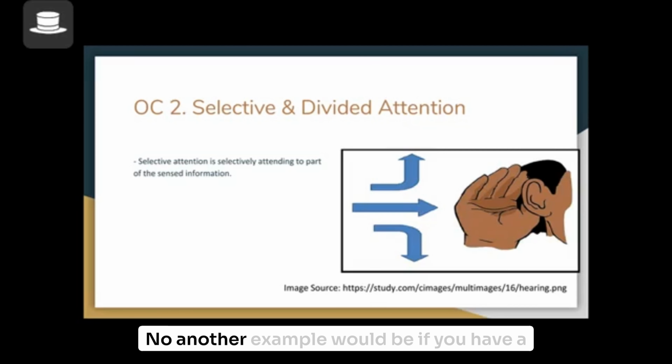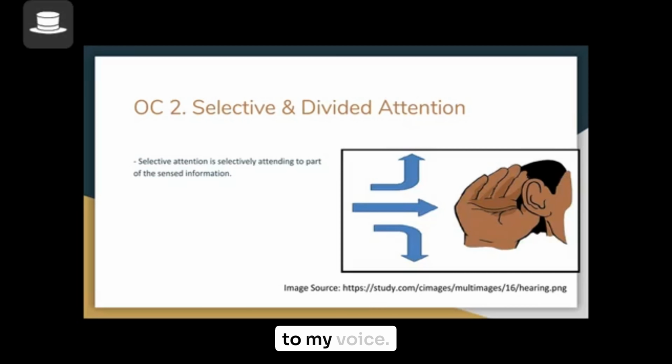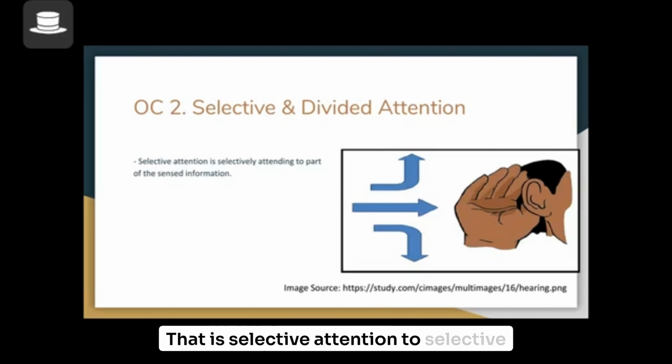Another example would be if you have a loud fan or something and you're still listening to me, you're probably ignoring that background noise and trying to pay attention to my voice. That is selective attention too. Selective attention is basically narrowing down on a part of the stimulus and deselecting the other. So you can see the difference between selective and divided attention here. Divided attention is trying to be aware of two things.